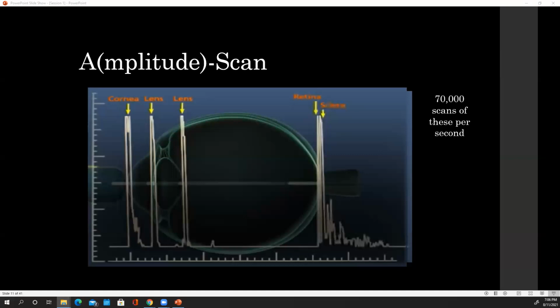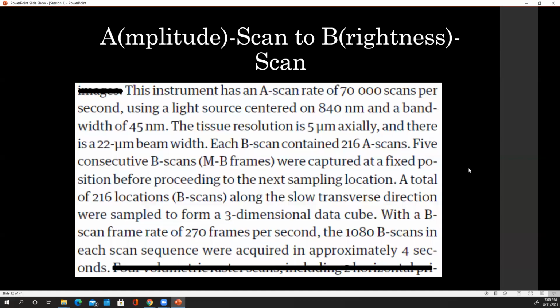But one of the things I'm just trying to figure out here is, well, okay, so maybe that's 70,000 scans of these per second. Okay, let's just keep going. Okay, so you've seen that.